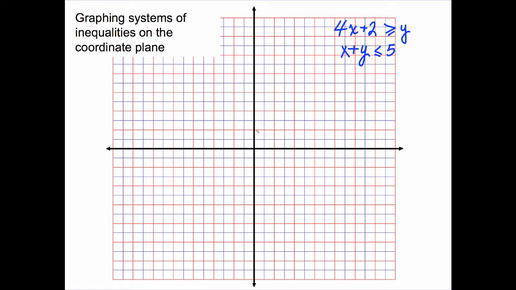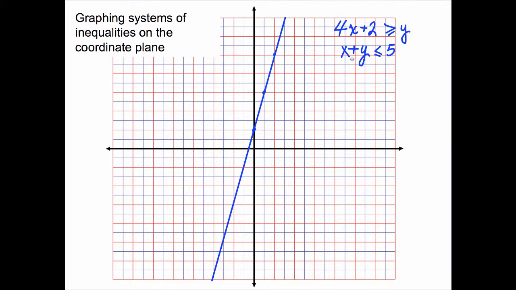First, we plot the boundary. So start at the y-intercept, which is 2. Use a slope of 4. And the line will look something like this. That's the boundary line. The boundary line is solid because this is greater than or equal to.